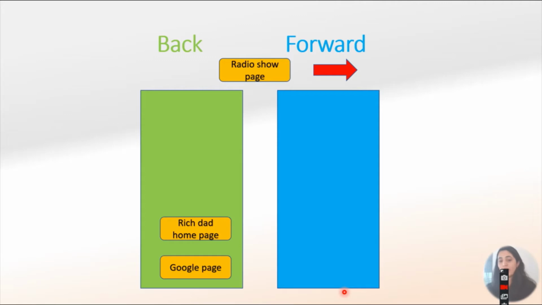Okay, so this is how we can make use of two stacks, and we can toggle through the web pages, and we can go back and forward. So we have understood one of the real-time application areas where stacks are being used. So isn't it really interesting?